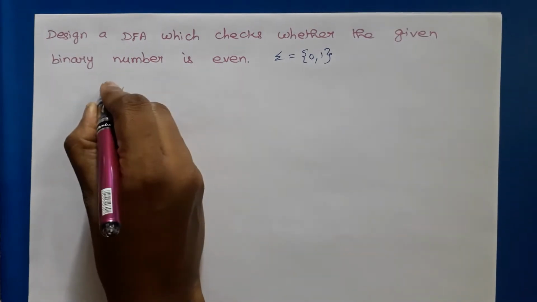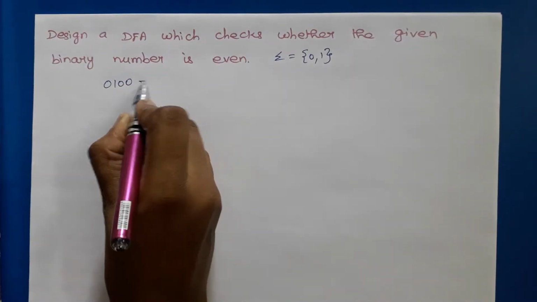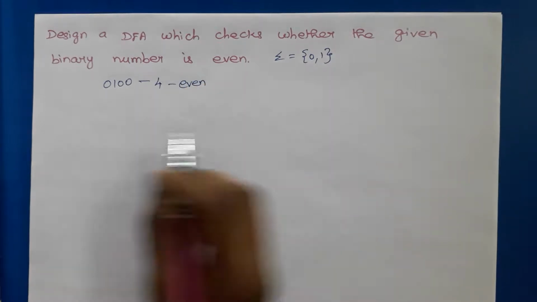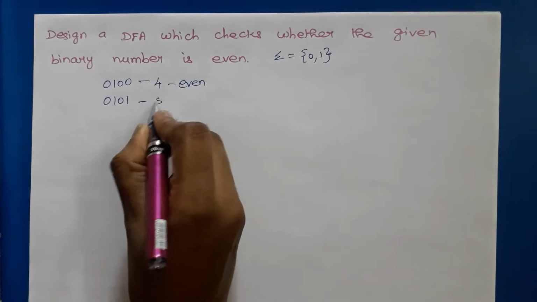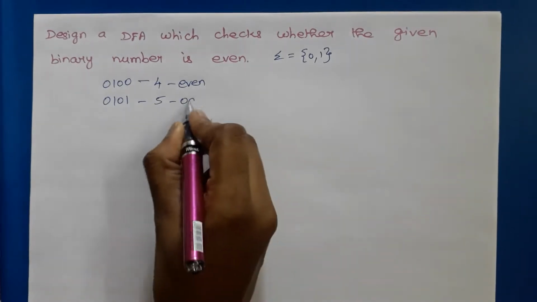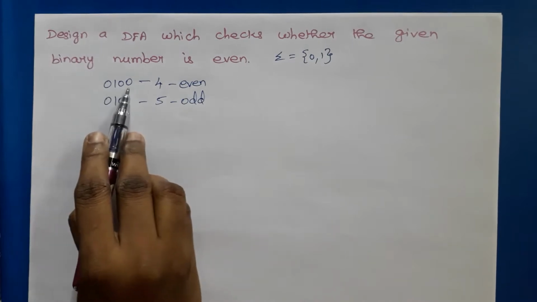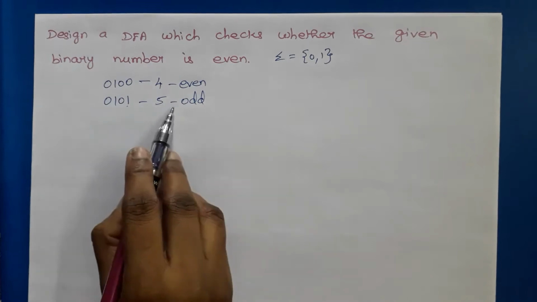So, for example, 0100. The decimal equivalent for this binary number is 4, and it is an even number. And 0101, the decimal number is 5. 5 is an odd number. So whenever a binary string ends with 0, it is an even number. If it ends with 1, it's an odd number.